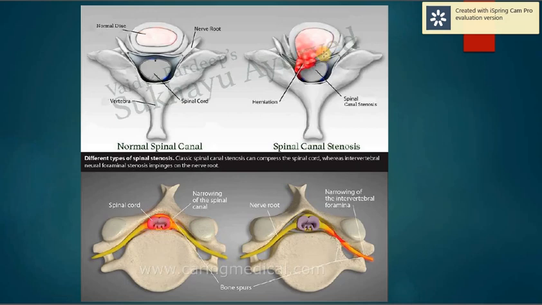Another picture you can see here differentiates between the normal spinal canal and the spinal canal stenosis. Same here, you can see, out of degeneration or any other cause, the disc is herniating down inside the spinal canal, and the canal space is narrowed down. Ultimately the structures are impinged. Here also you can see the narrowing of the spinal canal. Also we can see the narrowing of the intervertebral foramina. Here it is also narrowed and the nerve roots are impinged. So this is a rough picture of how it looks.